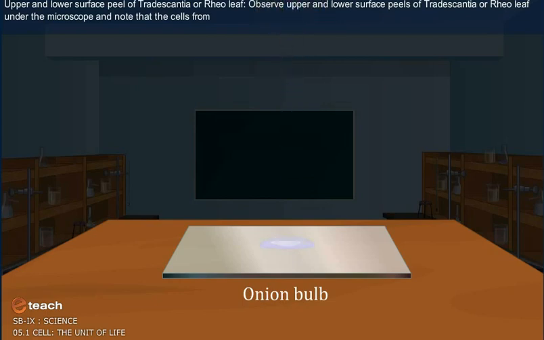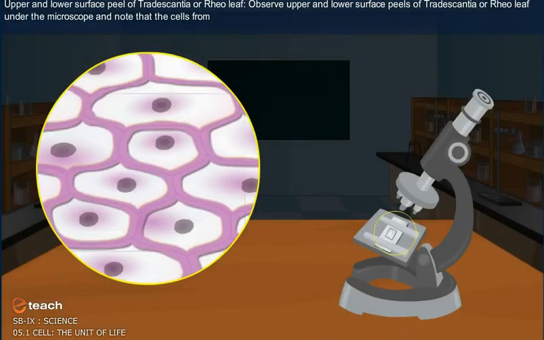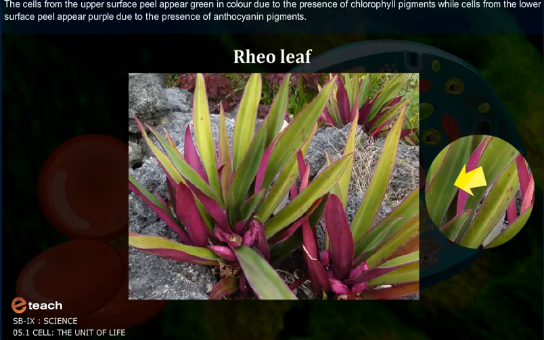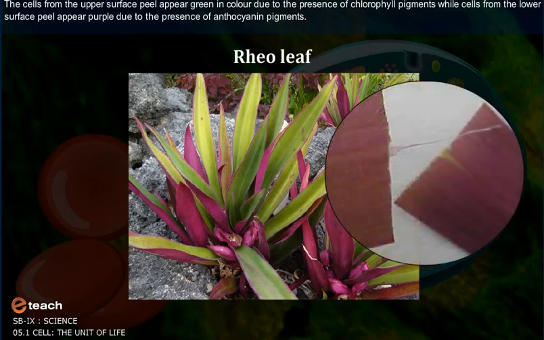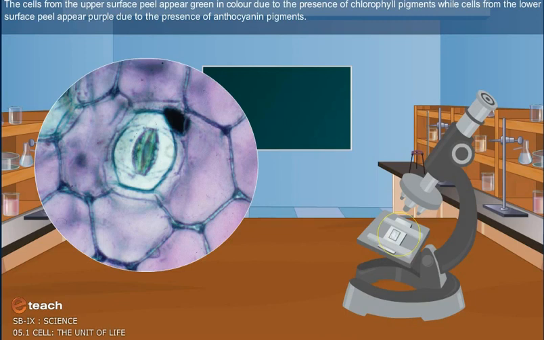Upper and lower surface peel of Rhoeo leaf. Observe upper and lower surface peels of the Rhoeo leaf under the microscope and note that the cells from the upper surface peel appear green in color due to the presence of chlorophyll pigments, while cells from the lower surface peel appear purple due to the presence of anthocyanin pigments.